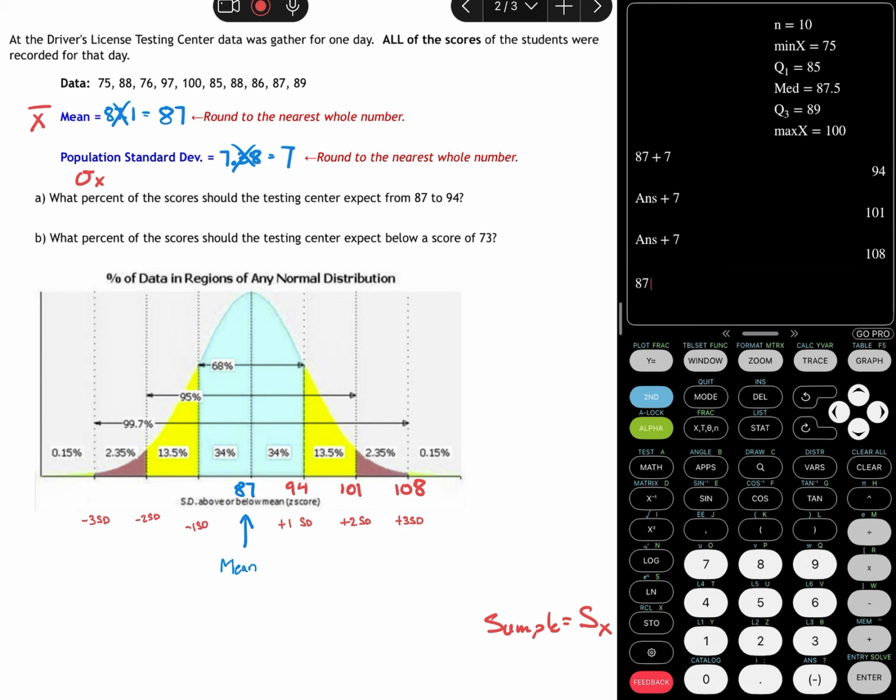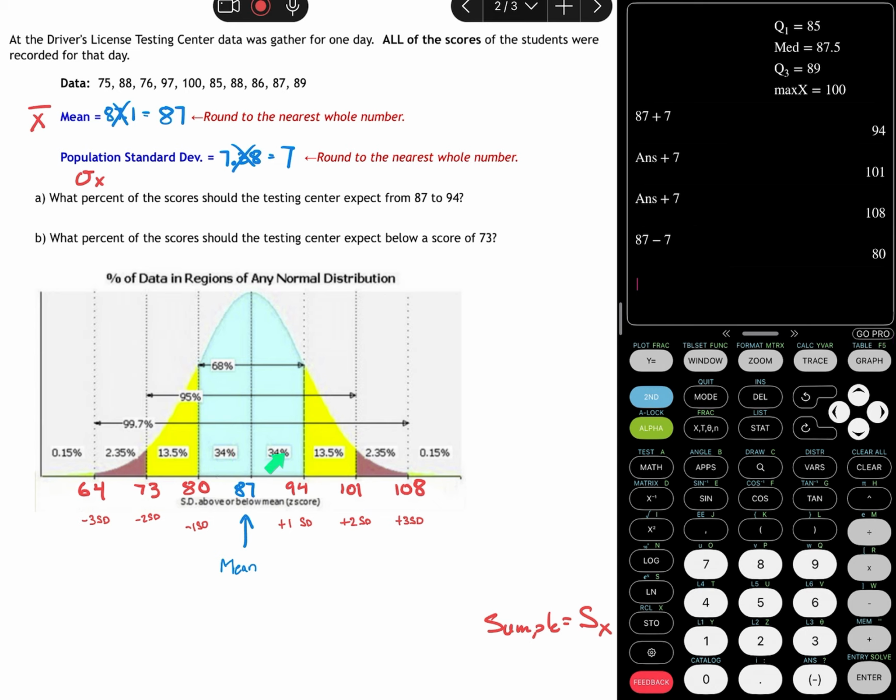And then you go backwards. So you're going to do your 87 and subtract 7, which of course is 80. So that's going below the mean. So this is 80. Then you subtract another 7, which would be 73, and you subtract another 7, which would be 66. So all of these values are now marks on our normal distribution.